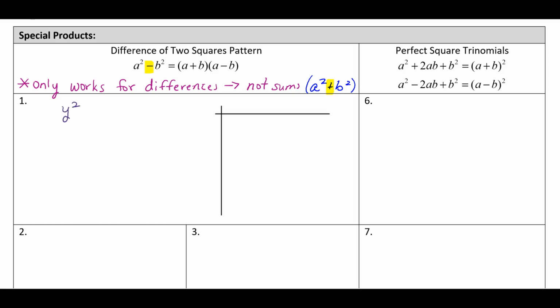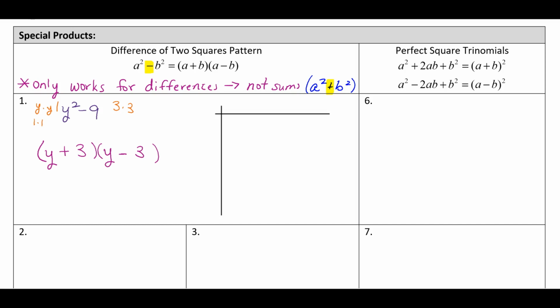Y squared minus 9. Now, y squared is a perfect square because it's y times y, and the coefficient is 1, and 1 is a perfect square. It's 1 times 1. Okay, now 9 is a perfect square, 3 times 3. So when we go to factor this, in our parentheses here, we're simply going to write y times y, and in order to get this minus, we have to do plus and minus, and then 3 times 3.